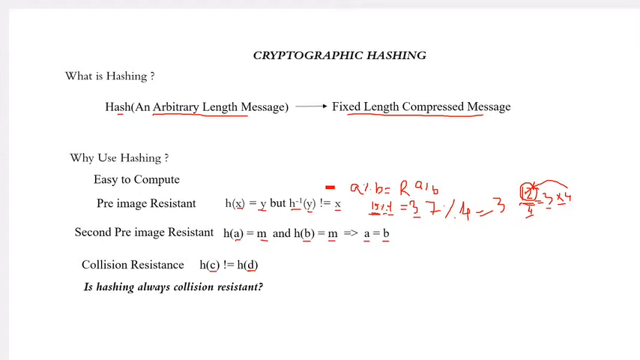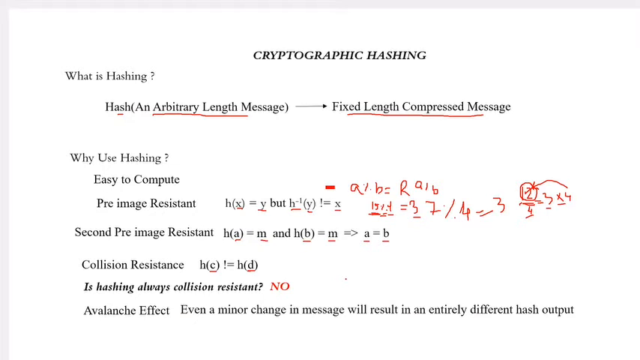Now, is it always collision resistant hashing? The answer would be no. It's very easy to see, because if we use, say, the modulus operator for hashing, 15 modulus 4 gives you 3, and again 7 modulus 4 gives you 3. But in case of cryptographic hashing, we need to devise a way so that it becomes collision resistant. We need to incorporate the avalanche effect, which says that if we even do a minor change to the message, it will result in an entirely different hash output. We will see that in a while.